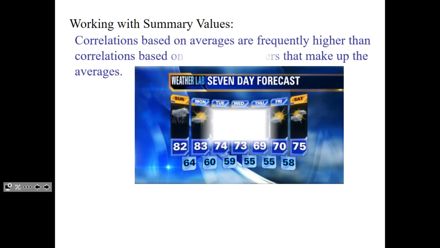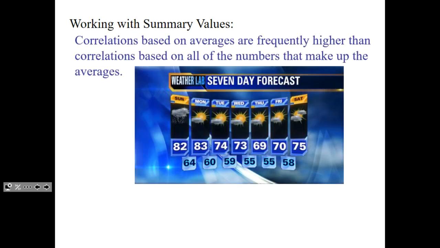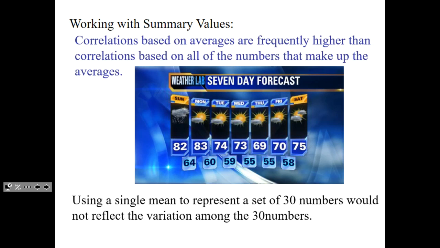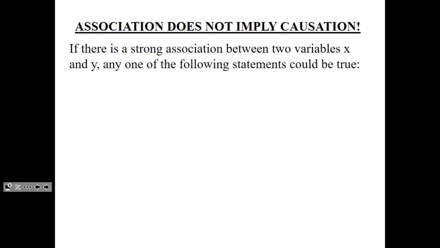Now, summary values. Correlations based on averages are usually higher than correlations based on all the numbers that make up the averages. So if I base it on averages, my correlation tends to be higher than if I use the actual data. Using a single mean to represent 30 numbers doesn't reflect the variation between those 30 numbers. My correlation is higher if I'm using those averages, but it's not reflective of all of those points of data. So it's an important thing to remember when you're working with summary values.